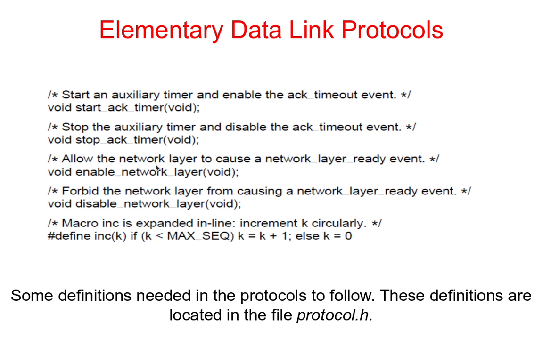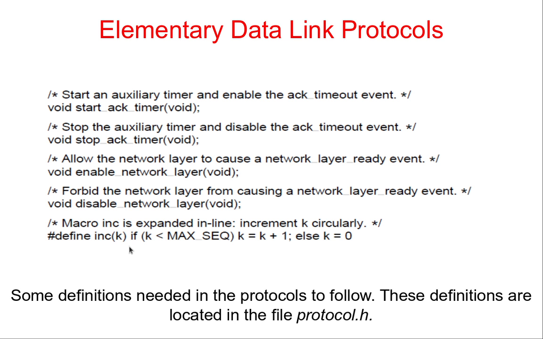So enable network layer basically allows the network layer at the sending machine to send packets, and disable network layer basically forbids the network layer from sending the packets.